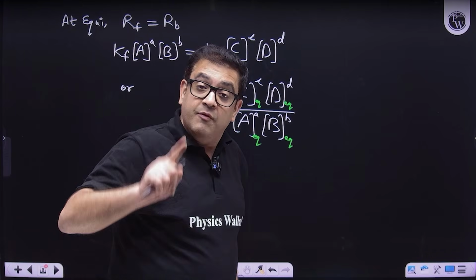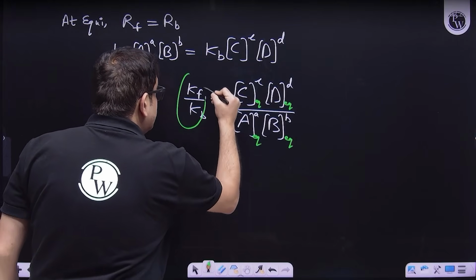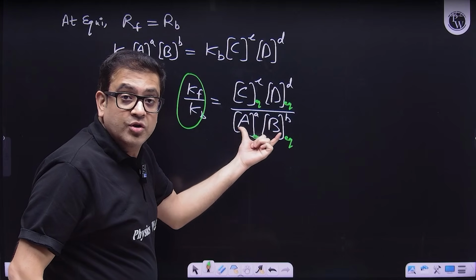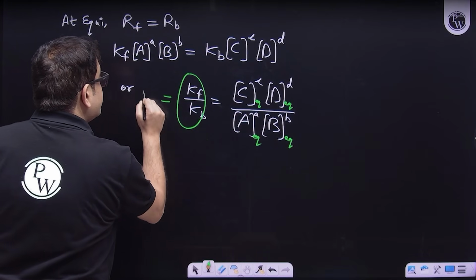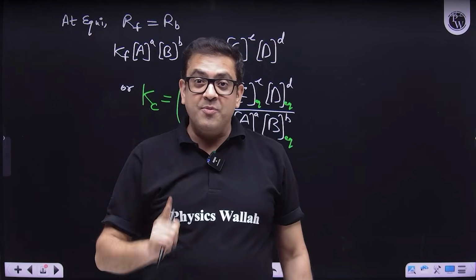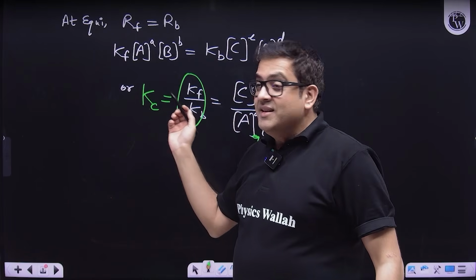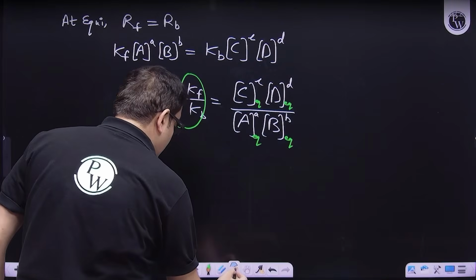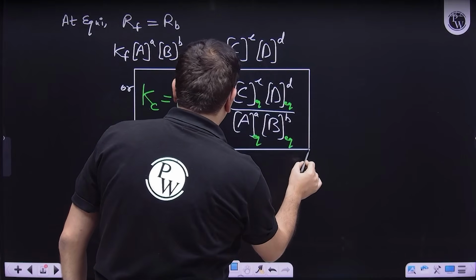But Kf upon Kb are constants. To these constants, I am giving a new name, because I am formulating these in terms of concentration. So these constants are named Kc, where K represents the equilibrium constant, a very beautiful thing asked by JEE all the time, and c represents that this equilibrium constant is written in terms of concentration. So this becomes a very important result for you.